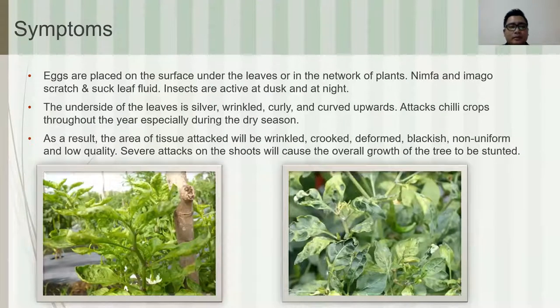Okay, so the symptoms. Eggs are placed on the underside of the leaf, in the tissue of the plants. Nymphs and adults scrape and suck the leaves and fruits. The insects are active at dusk and at night. The underside of the leaf becomes silver and will go curly and curve upwards. They attack chilli crops throughout the year, especially in the dry season. As a result, the attacked tissue will be wrinkled, crooked, deformed, blackish, non-uniform and of low quality. The attack on the fruit will cause the overall growth of the tree to be stunted, so it will make the chilli plants less productive and of lower economic value.